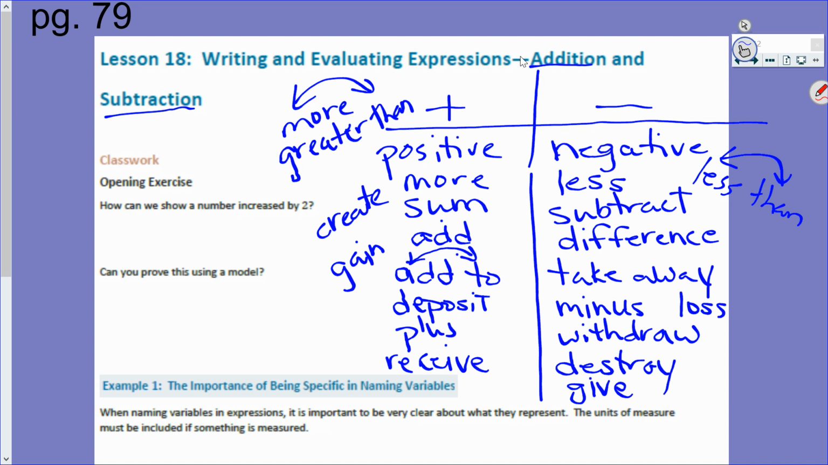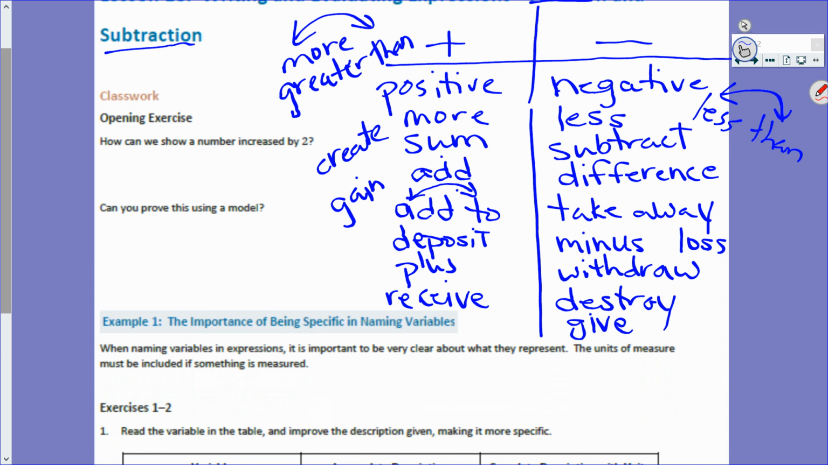So now let's look at our first problem here. How can we show a number increased by 2? Oh, I forgot increase. So we can do increase or decrease. Found or lost.